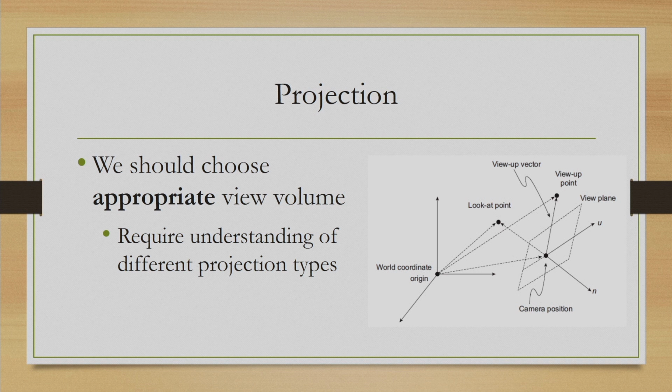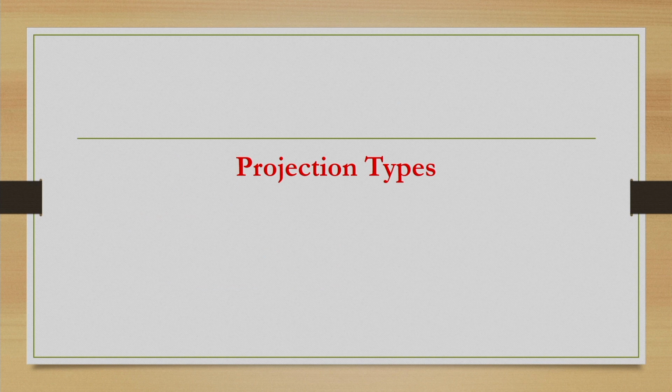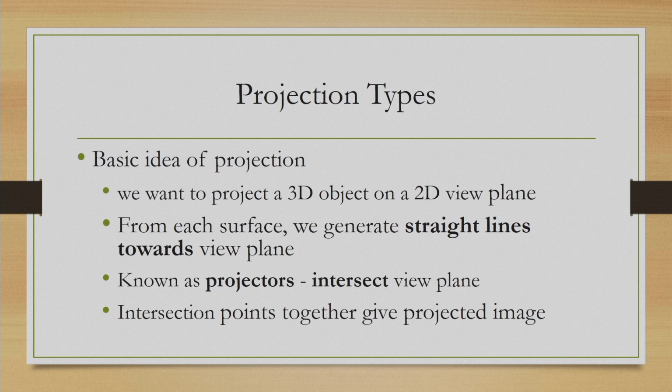So, this brings us to the point of how to choose the appropriate view volume, so that we can control the content of the image. This requires some understanding of the different projection types. So, let us try to understand different projection types. In order to do that, we have to now go to the basic idea of projection.